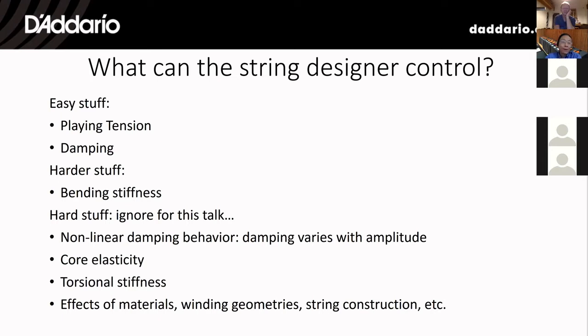Also, those things are irrelevant if we can't get the easier stuff correct first, which is playing tension, damping, bending stiffness. All right, so we first have to build a string that actually sounds sort of like a violin before you can start optimizing the little details of the violin. You don't want to end up with a guitar if your goal was to build a violin. So let's start with bending stiffness.